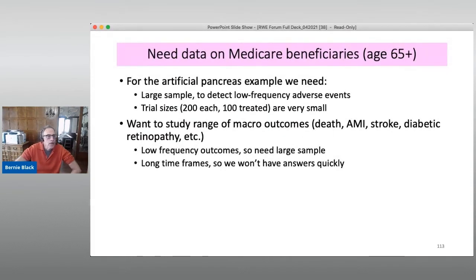So for the artificial pancreas, what do we need? We need a large sample to detect low-frequency adverse events. We need much bigger sample than the trials. The trials were laughably small. We want to study a whole range of macro outcomes, whatever they are. These are low-frequency outcomes, which reinforces the need for a large sample.